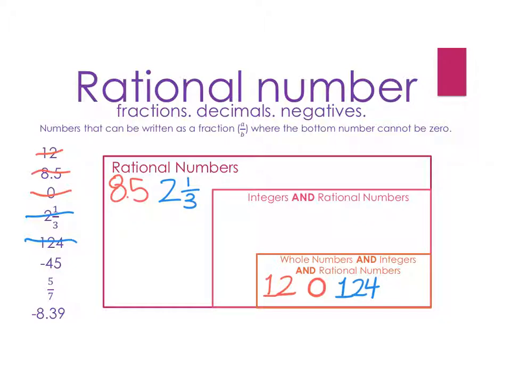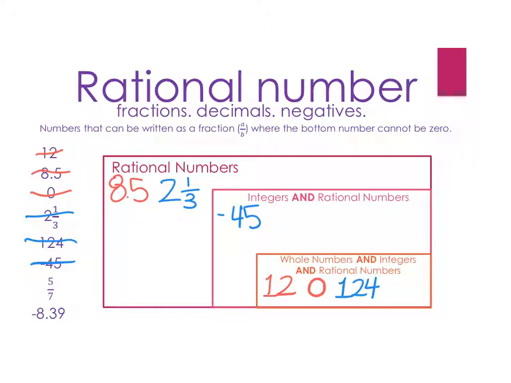Next number I have is -45. So -45, it's not a fraction, it's not a decimal, but it is a negative number. And I know that whole numbers cannot be negative numbers, but I know that integers can be negative numbers. So I'm going to put -45 here on the integer and rational numbers because it classifies as a rational number because it's a number, and it classifies as an integer because it's not a fraction, not a decimal, it's just negative.